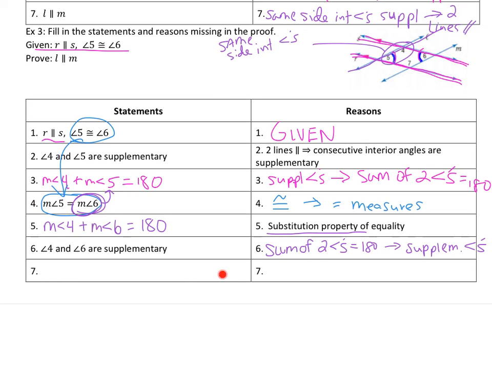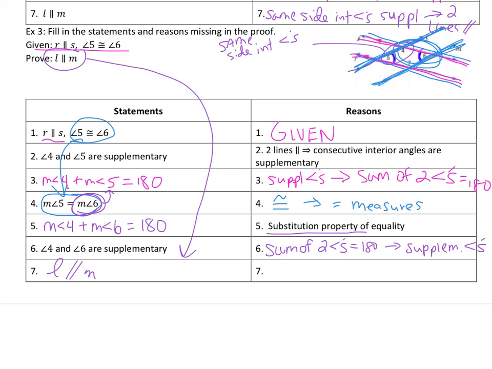Now, we know for step 7 the statement is going to have to be this proof statement, so automatically carry that down. So line L is parallel to line M. And the only way that's going to happen is to look at the statement right above it: 4 and 6 are supplementary. So we need to look at our picture and see where angles 4 and 6 are. Angles 4 and 6 are right here. If I want these two blue lines to be parallel, what do we know about 4 and 6? 4 and 6 are supplementary. And if those angles are supplementary, then we know that L has to be parallel to M.